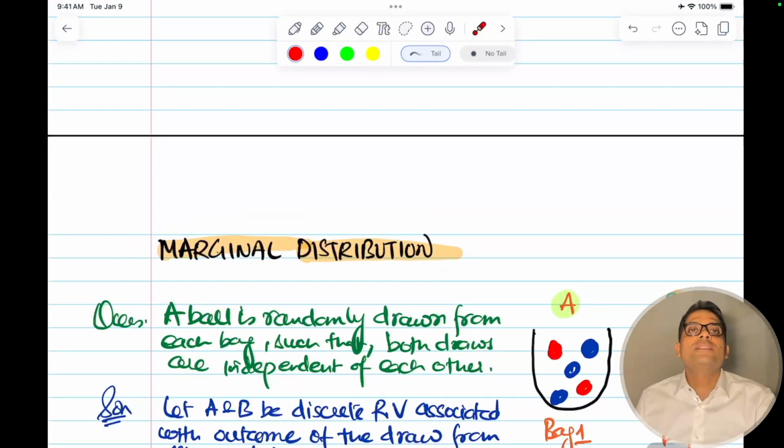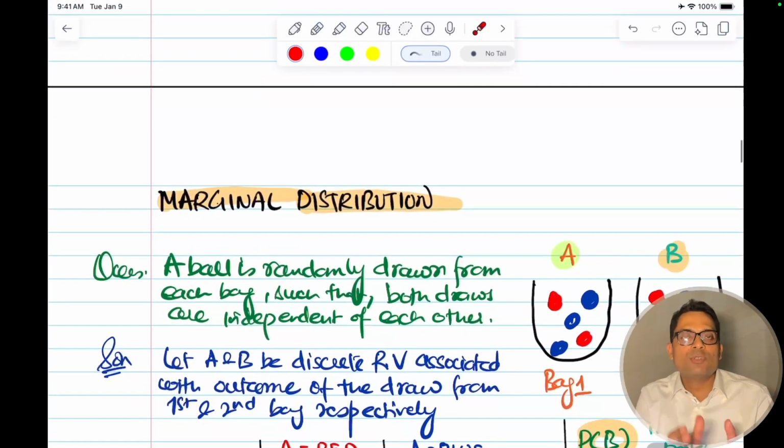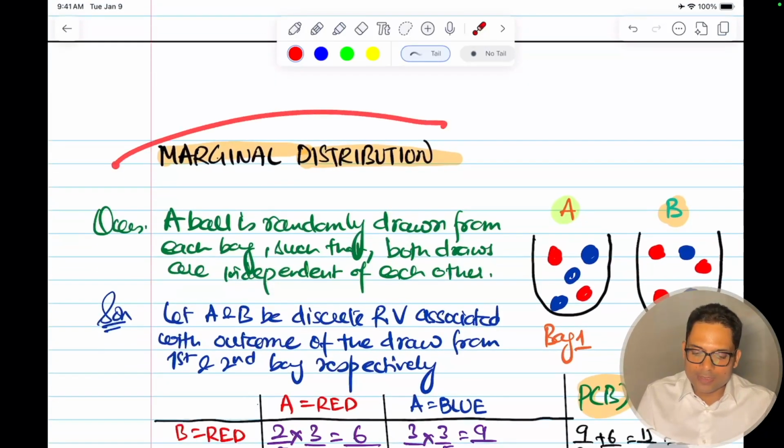So marginal distribution is that, given the joint distribution, if you want to compute the distribution of one random variable, so there are two or more than two random variables, and we have the joint distribution. If that is given, how do we compute the probability of just a single random variable? So this is what is marginal distribution.